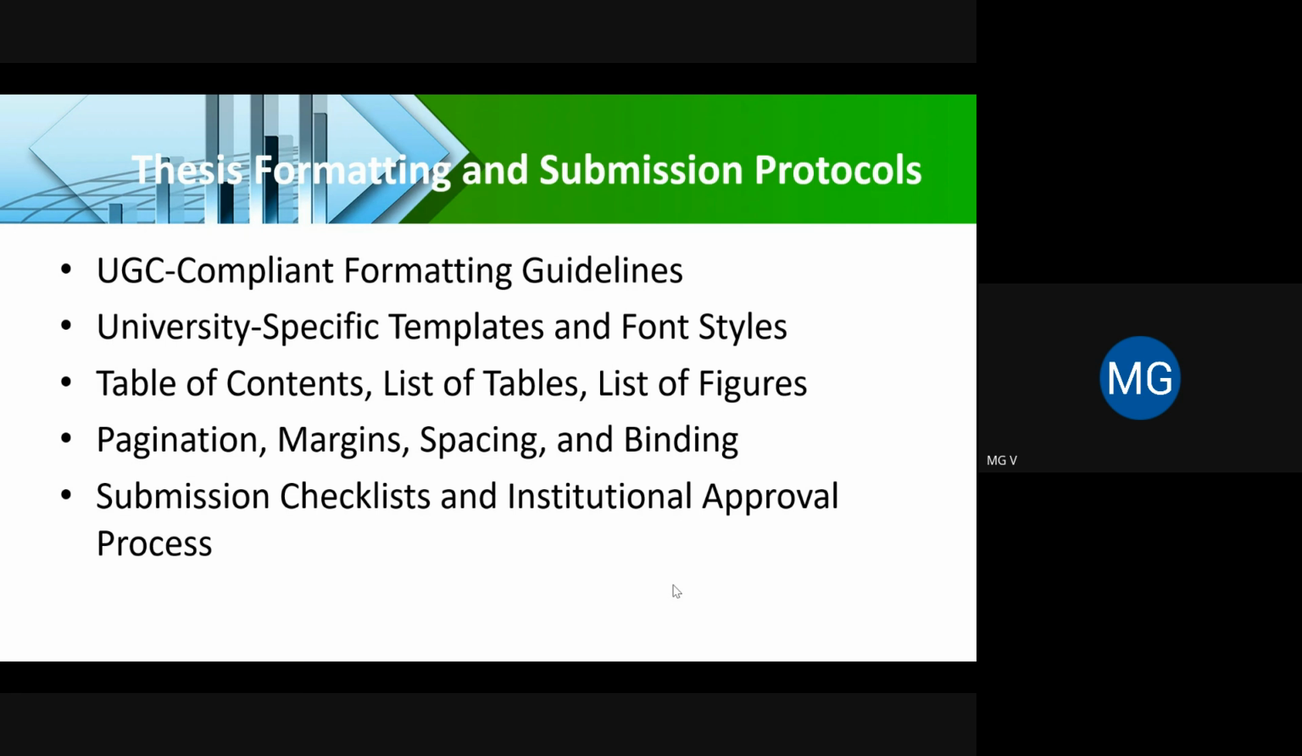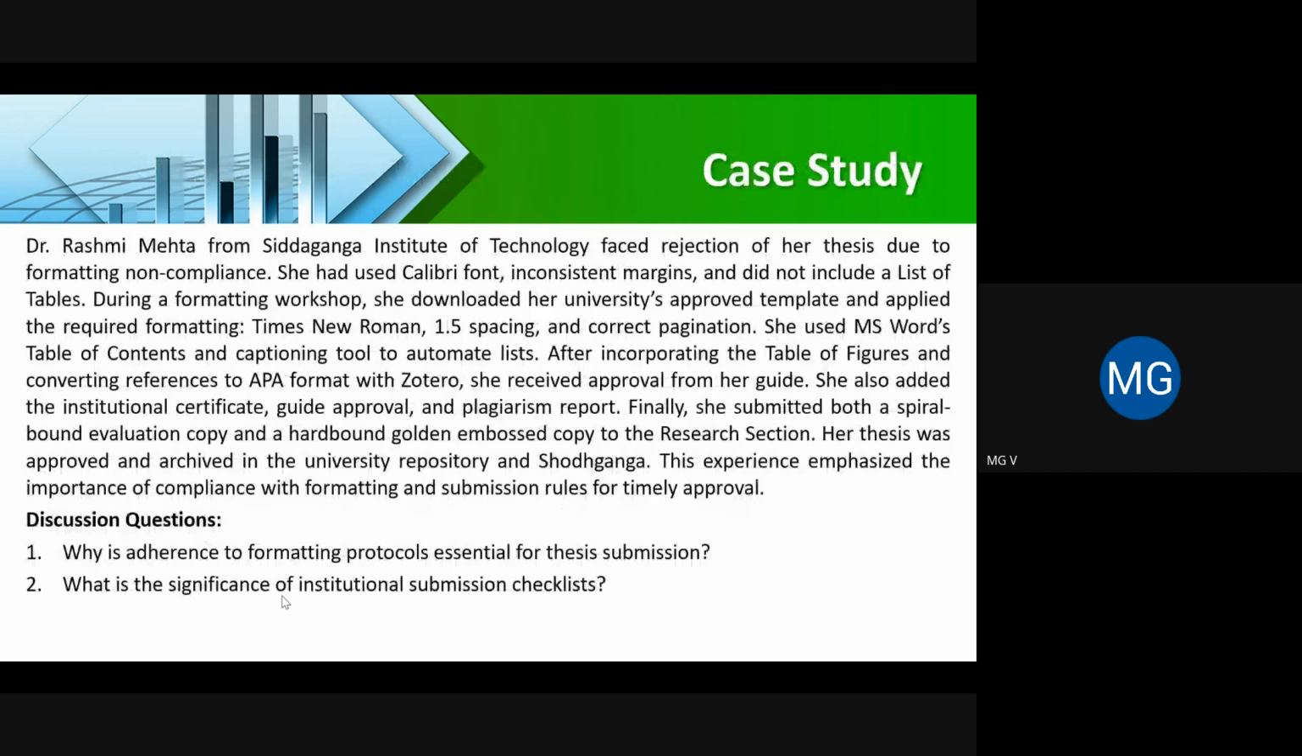Most universities have institutional templates that include standardized cover pages, declaration forms, and title formats. The thesis must include a table of contents, list of tables, and list of figures, each generated through automated tools in MS Word. Page numbers start after the abstract, using Roman numerals for prelims and Arabic for chapters. Binding requirements are strict: soft binding for evaluation and hard bound with golden embossing for final submission. Scholars must complete submission checklists, get approvals from guides and research coordinators, and upload soft copies to Shodhganga or institutional repositories. Following these steps avoids unnecessary delays in the award process. The more accurately you do it from the beginning, the less time it will take to award.